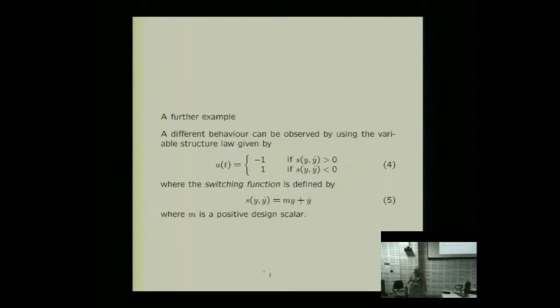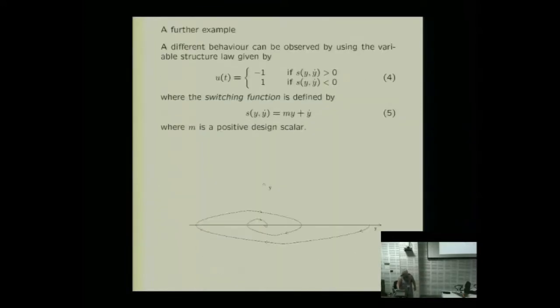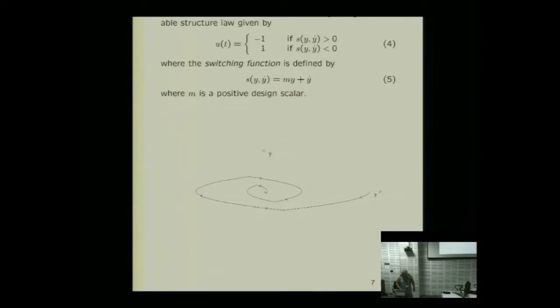Here we're switching, and we've just defined a switching function which is a linear combination of the two states of the system. So all the way through this, I'm using the double integrator. So here I'm using the double integrator, two states, position and velocity, and I'm taking some linear combination of position and velocity, and I'm going to say m is a positive scalar, and we will see why very, very shortly.